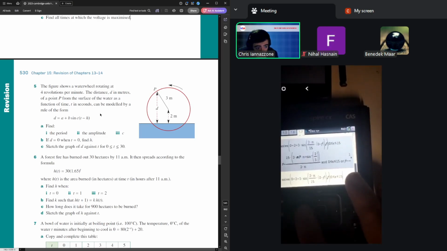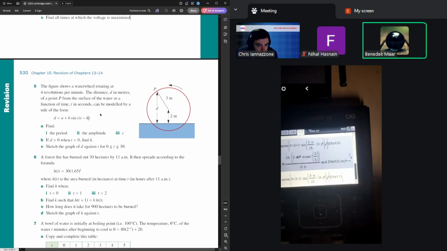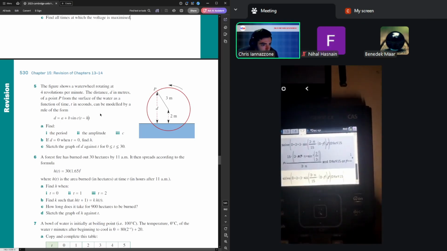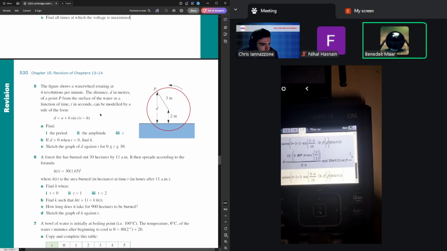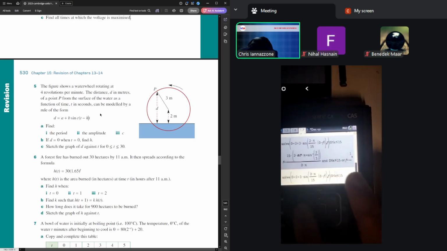Say again? Is that not the highest? It can be 3. The highest it could be is 3 as a horizontal translation. From, well, no, 5 is the highest. And 5 is the highest y value. Yeah. So then, oh no, nothing. Maybe I should have actually put f on this instead.